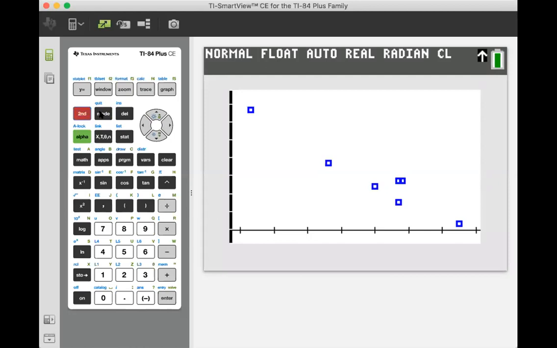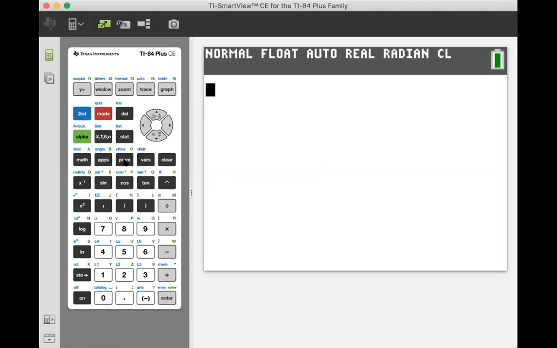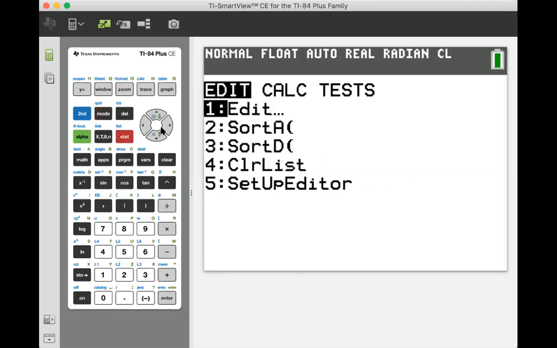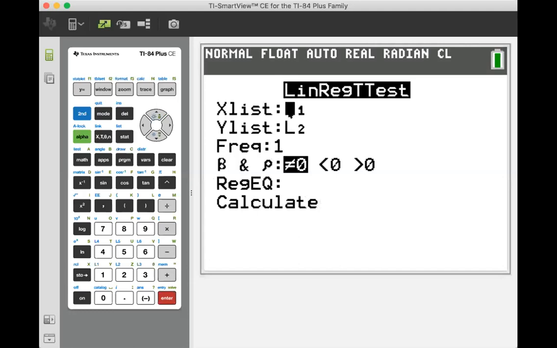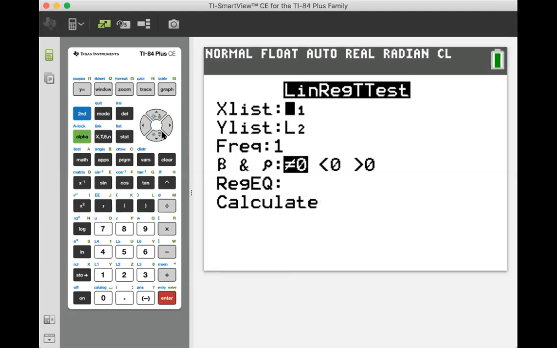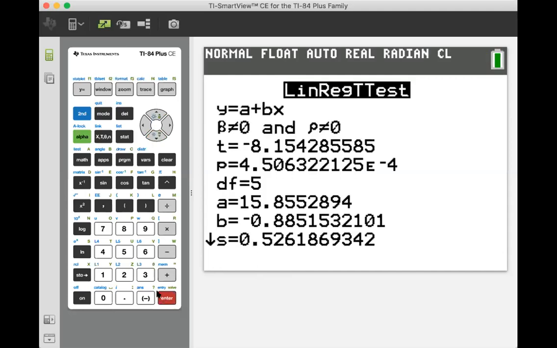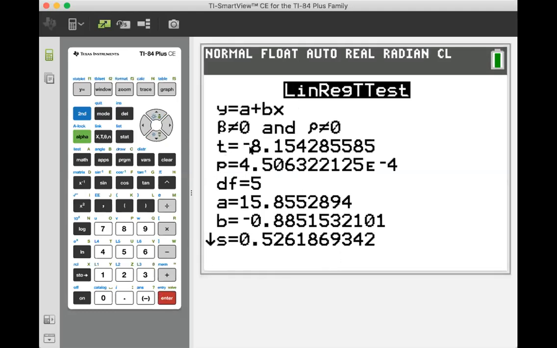So second, quit out of there. And now I'm going to go STAT, right arrow to TESTS, arrow up to LinRegTTest, L1, L2, everything is still the same. I don't have to change anything. And I hit enter, and I get a test statistic, t equals negative 8.154.